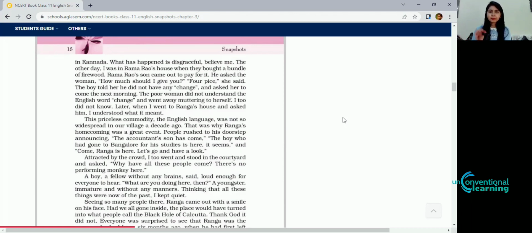If this question comes in the exam, why did Ranga's homecoming become a great event? Option A, because Ranga was married. Option B, because Ranga was deaf. Option C, because English was a priceless commodity. Option D, none of the above. So English was a priceless commodity and it was not very widespread. That's why Ranga's homecoming was a great event.